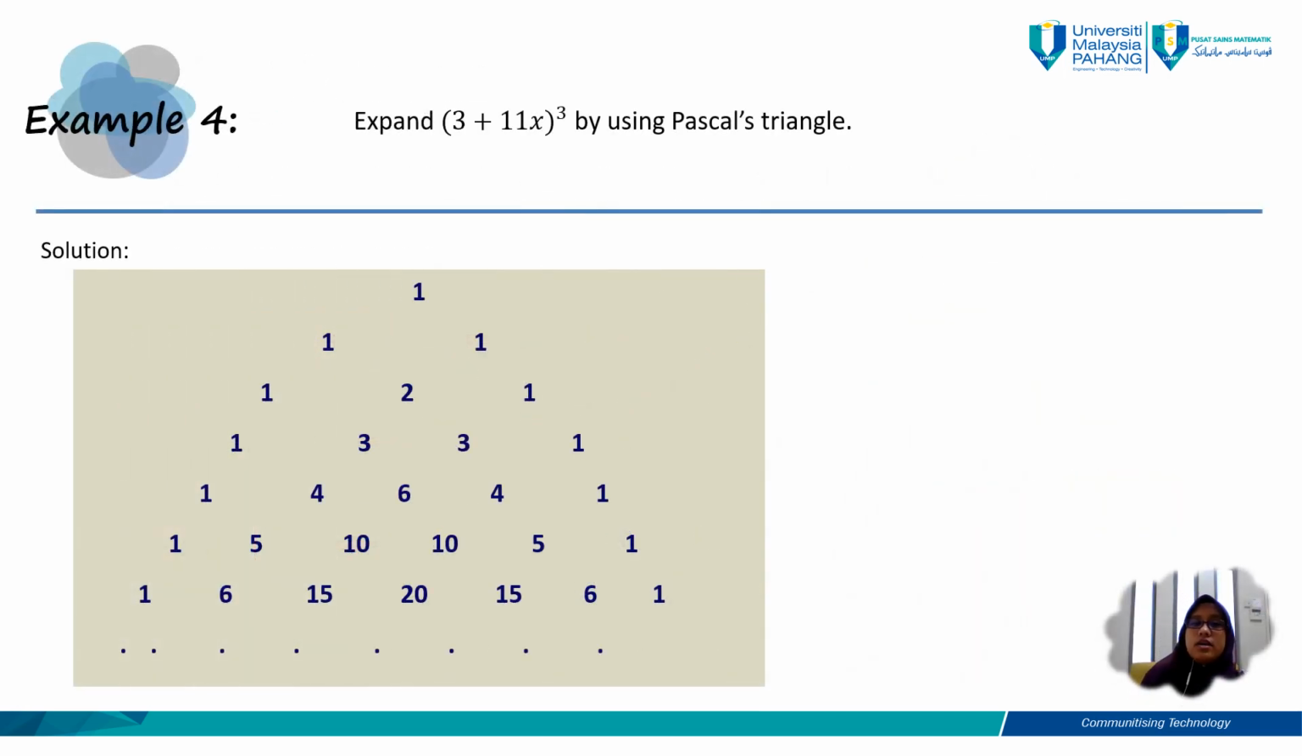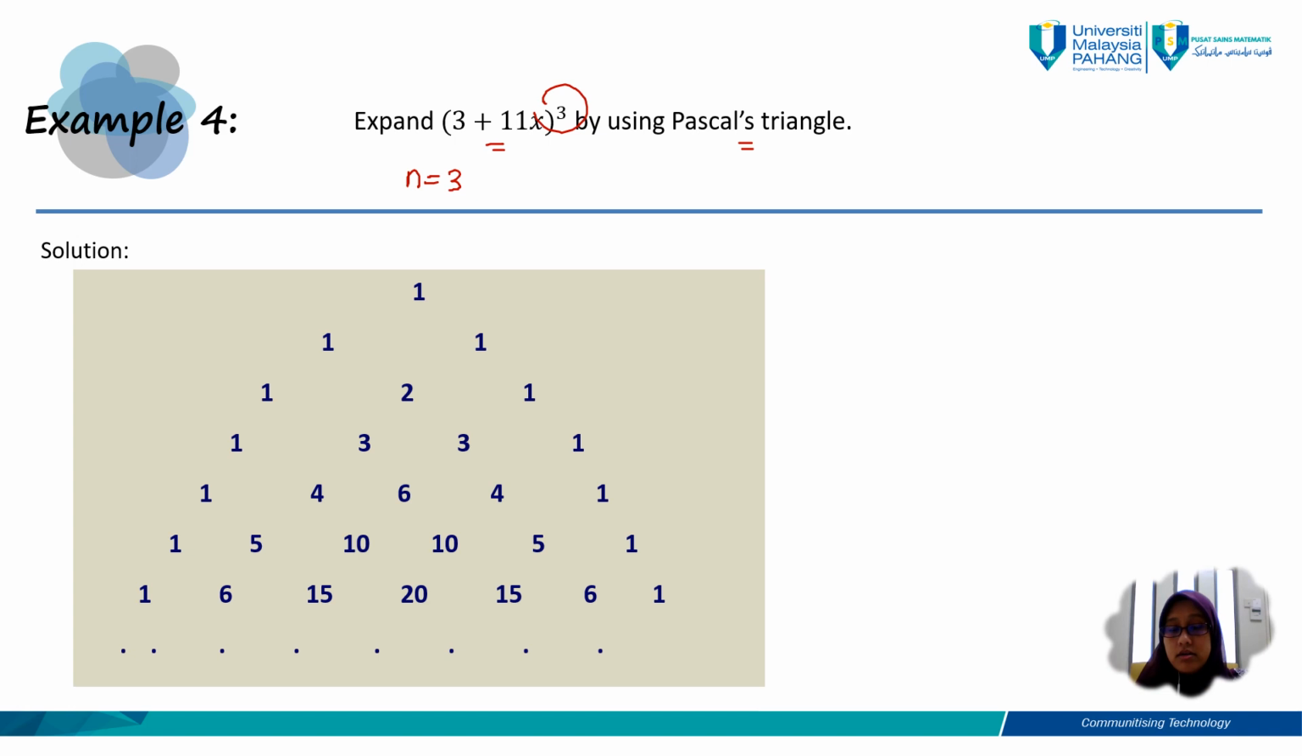Alright, so now, for example 4: expand (3 + 11x)^3 by using Pascal Triangle. Before this, we know this expression can be expanded manually because n is equal to 3 only, or we already learned how to expand this by using binomial expansion. So now we are going to expand it by using Pascal Triangle. Firstly, identify the n. n is equal to 3.